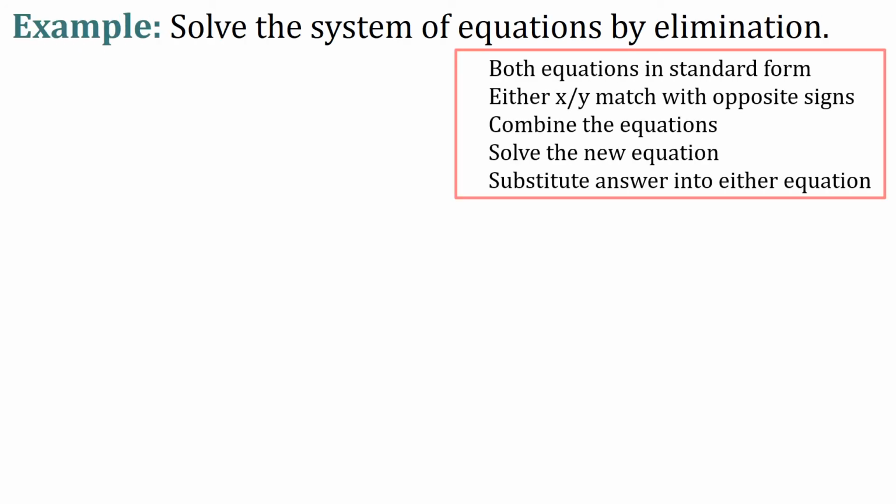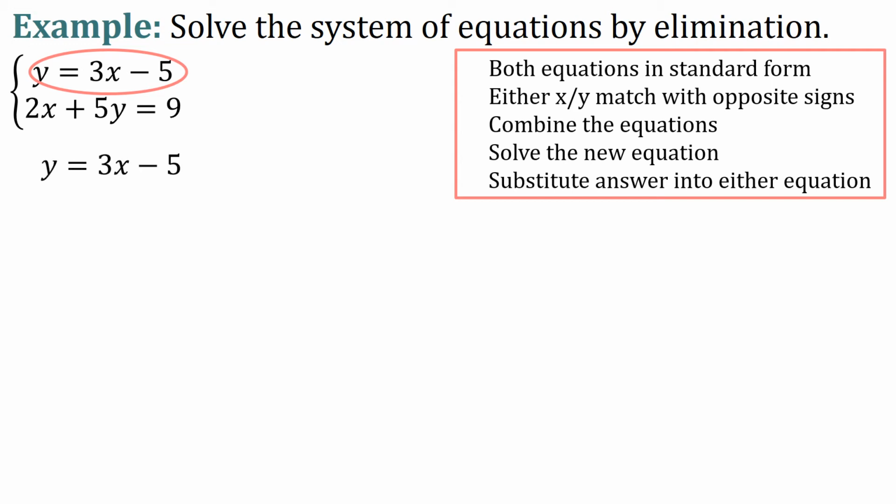We have our steps and our system. Y equals 3x minus 5. First thing, both equations must be in standard form. Equation 1 is not in standard form, so I must get it in standard form. X and y need to be on the same side, so I need to subtract 3x from both sides. Negative 3x plus y equals negative 5. And then I don't really like that negative, so I'm just going to change everything over to 3x minus y equals 5. You could have kept the negative and it would not have affected your answer, but this is just nicer.